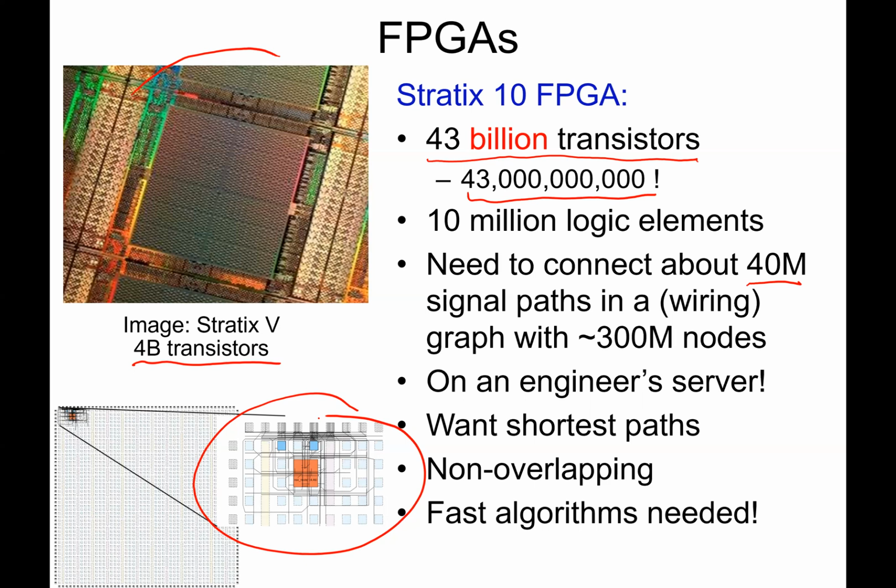This actually takes, with good algorithms, about an hour, maybe 2, maybe 3. And the engineers are really annoyed by that. Trust me, I was at Altera for years, and they kept making this faster, but the chips kept getting bigger, and the customers were always annoyed. But it's kind of an amazing thing that you can actually do this many path searches. They have to find shortest paths with all sorts of constraints. They can't be overlapping and so on. So you need really fast algorithms.